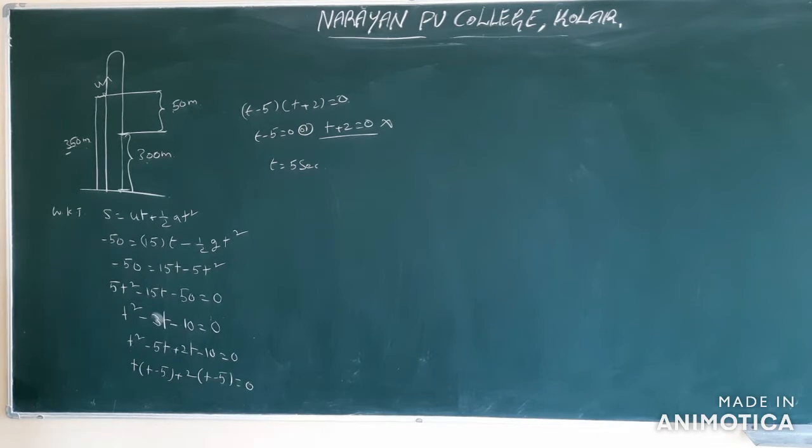If after 20 seconds its engine is shut down, engine is stopped, the maximum height of the rocket from the surface is, see, after 20 seconds engine is going to be stopped. See here, question number 43.